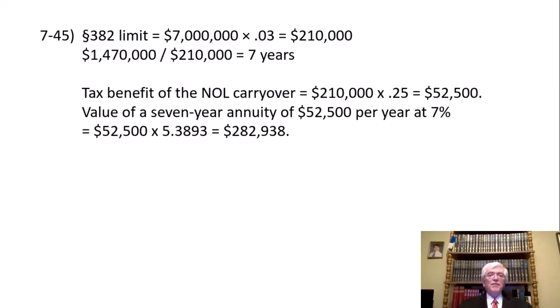And of course, what they pay for the entire corporation depends on the value of the NOL, as well as the value of all the other things that they're buying. And they add it all up, and hopefully they decide they got what they paid for. But this is what it's worth to them to get that NOL, 282,938.